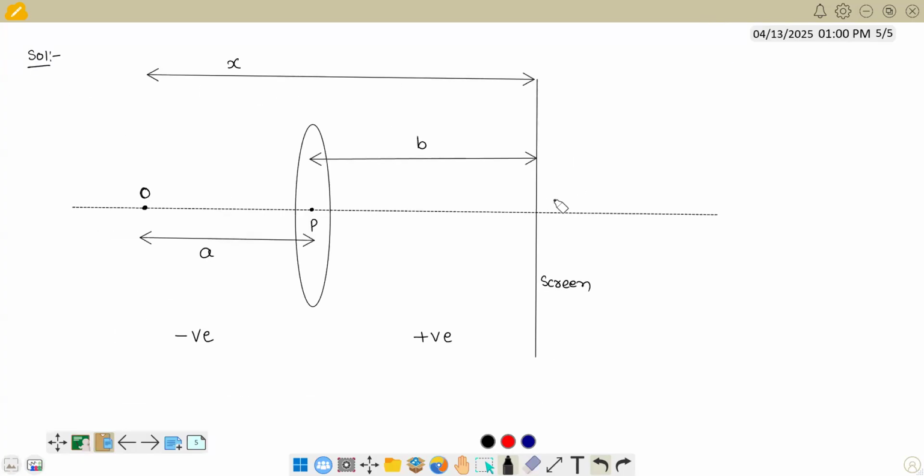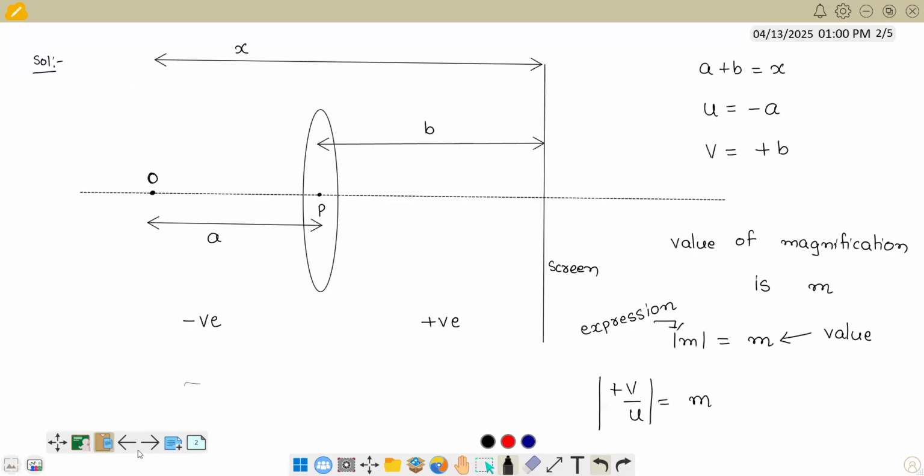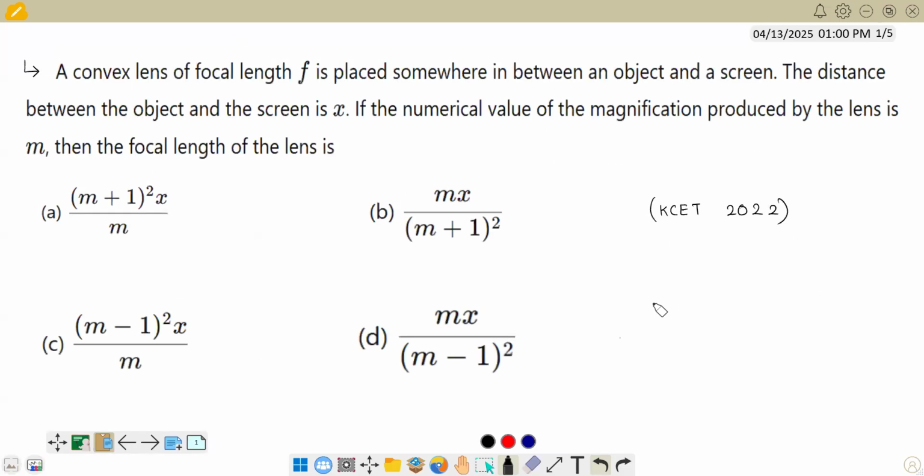If you know a property of a convex lens, you can solve this problem with the help of a little substitution method also. What is this substitution method? Generally in a convex lens, imagine this is the lens and the focal length is some c. So f equals plus c.